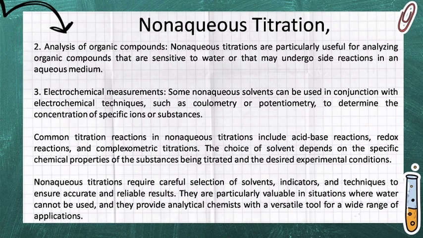Some non-aqueous solvents can be used in conjunction with electrochemical techniques, such as coulometry or potentiometry, to determine the concentration of specific ions or substances. Points to note: common titration reactions in non-aqueous titrations include acid-base reactions, redox reactions, and complexometric titrations. The choice of solvent depends on the specific chemical properties of the substances being titrated and the desired experimental conditions.